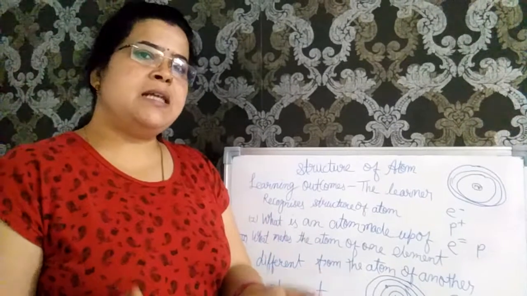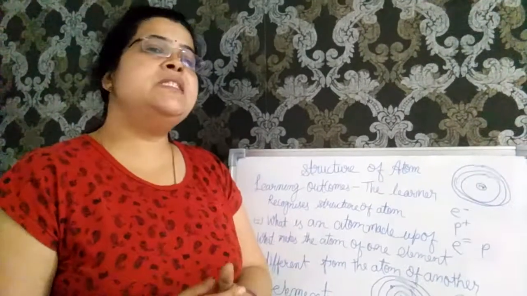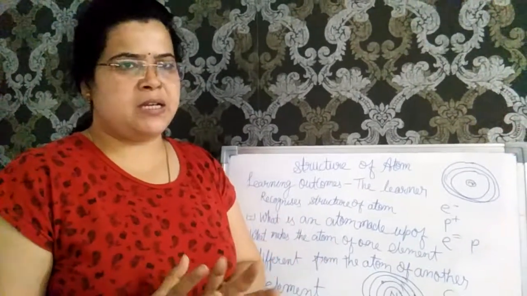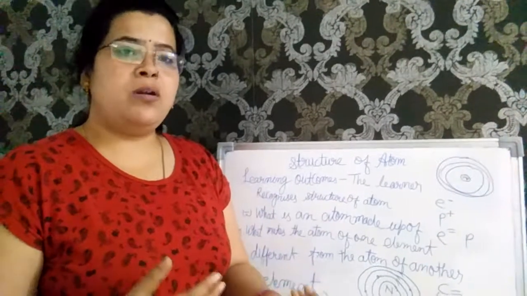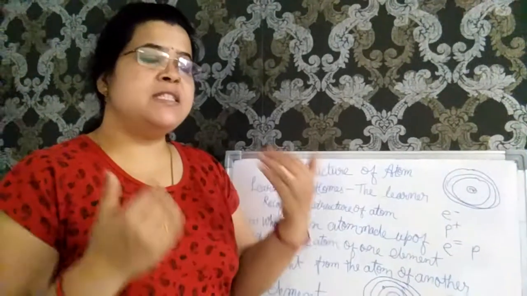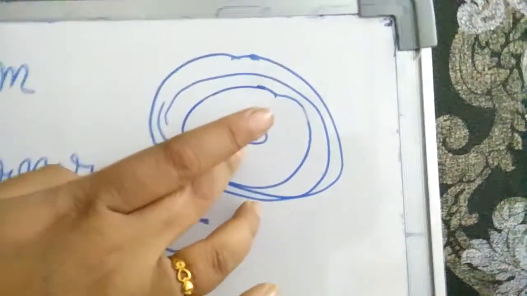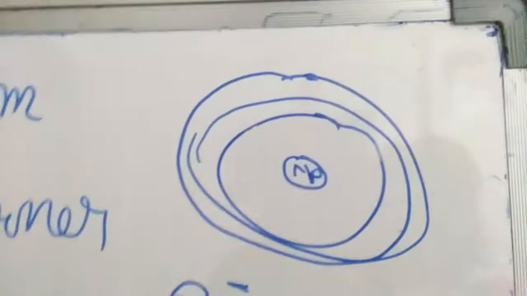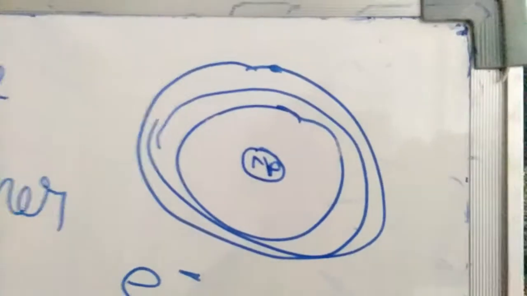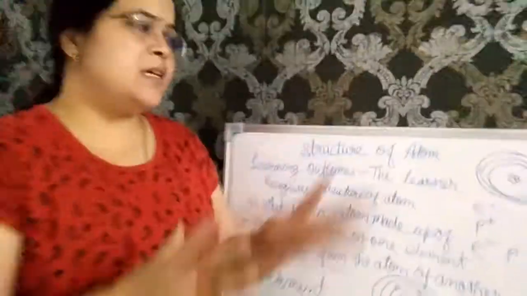So another particle is the proton. Protons are positively charged particles. What is the structure of the atom? We see the structure of atom. In the center is the nucleus. In the nucleus, neutrons and protons are available. Protons are positively charged whereas electrons are negatively charged, so they neutralize each other.